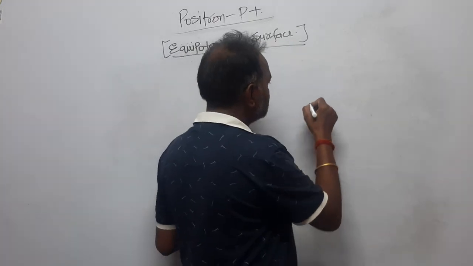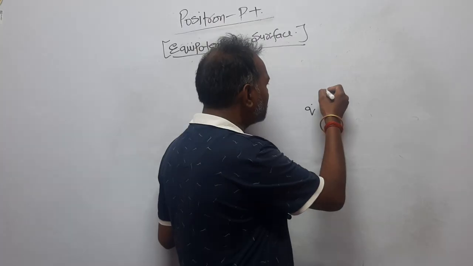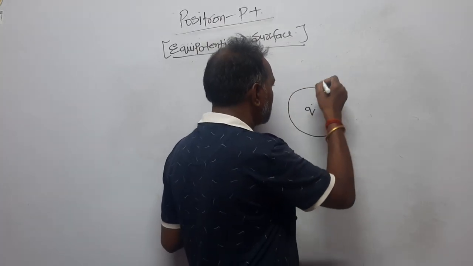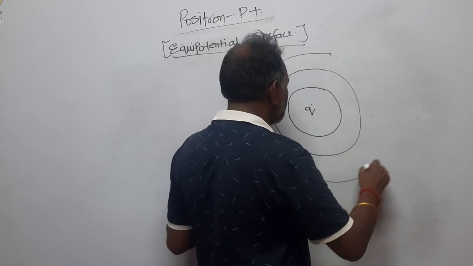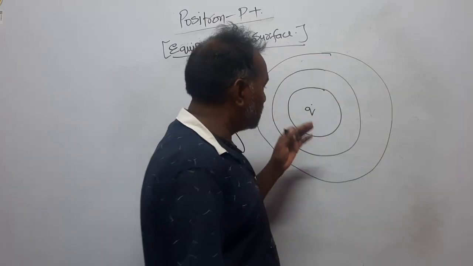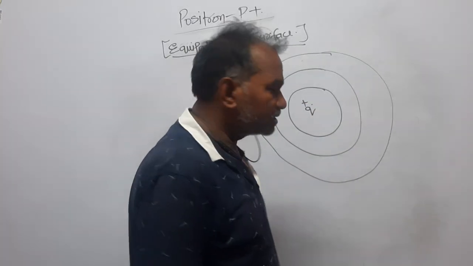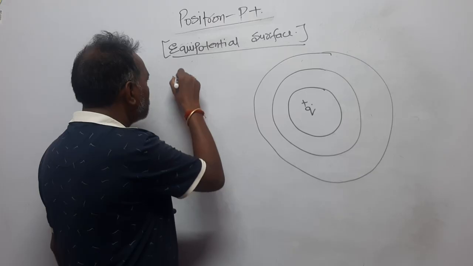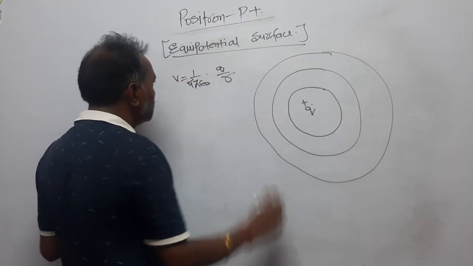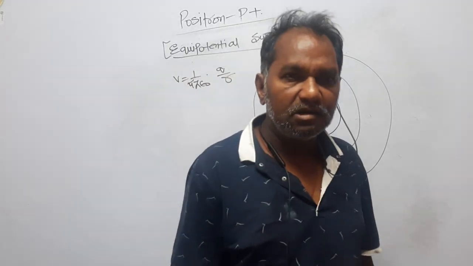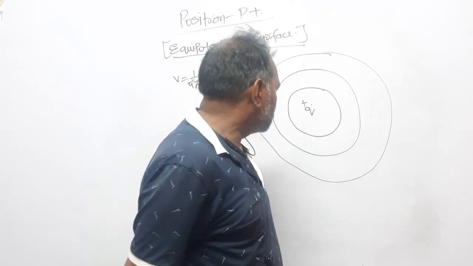Suppose this is a charge Q. Now, you can draw many infinite concentric spheres around this charge. Let it be a positive charge Q. Then potential at a point is V equal to 1 upon 4 pi epsilon naught Q over R.